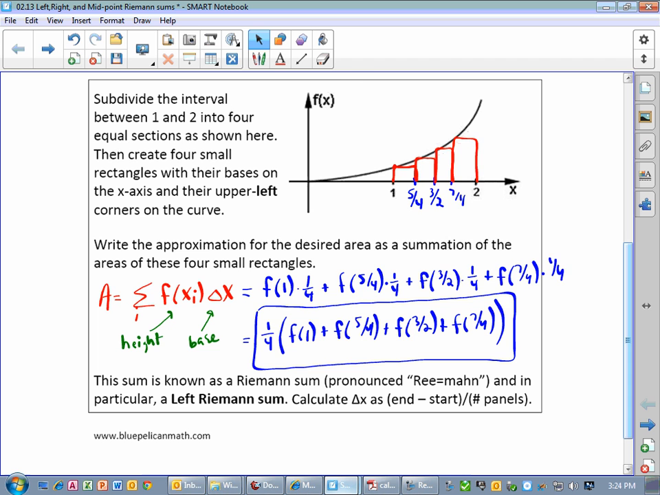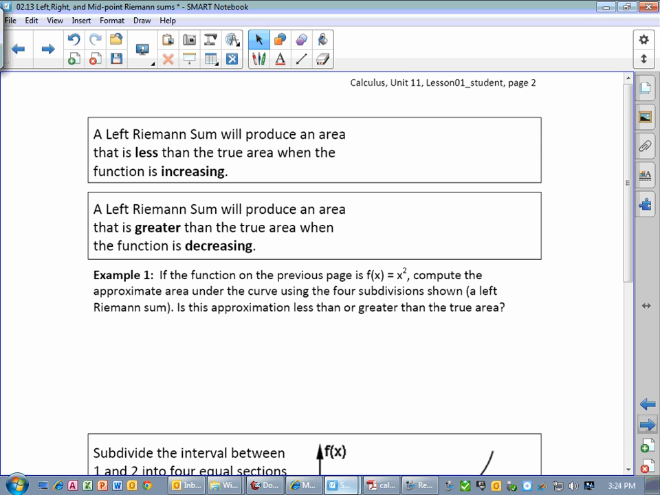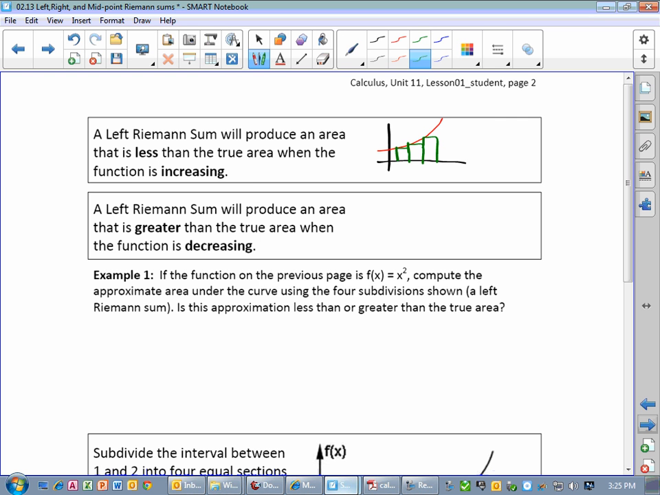Now if we have a left Riemann sum, it will produce an area that is less than the true area when the function is increasing. We just saw an example of that. If we have a function that's increasing like we just saw, and we do a left Riemann sum, there will always be those empty spaces, right? So it's not the actual area, it's less than the actual area.